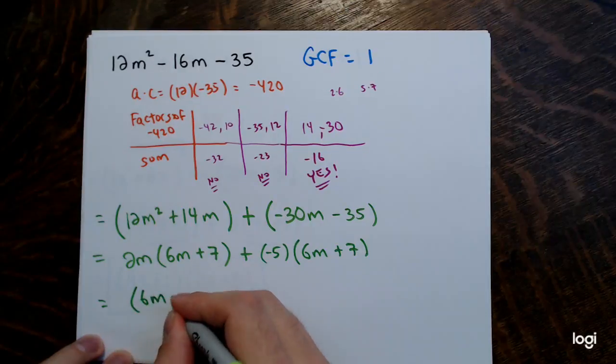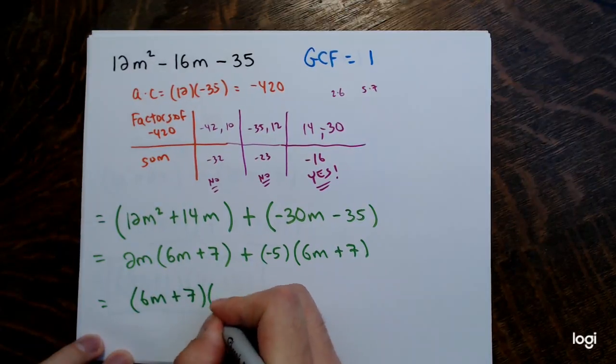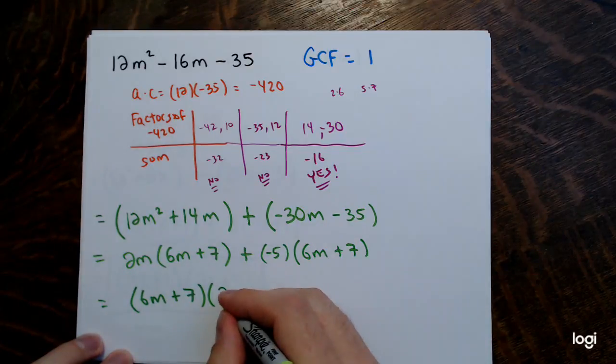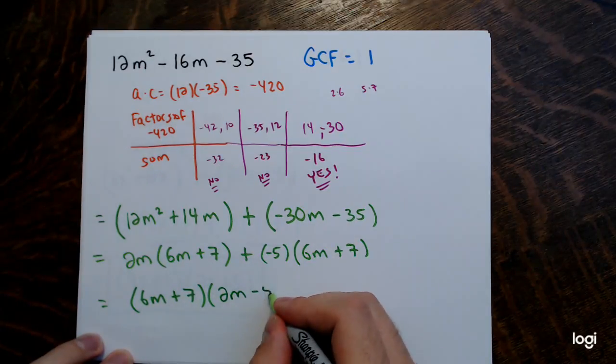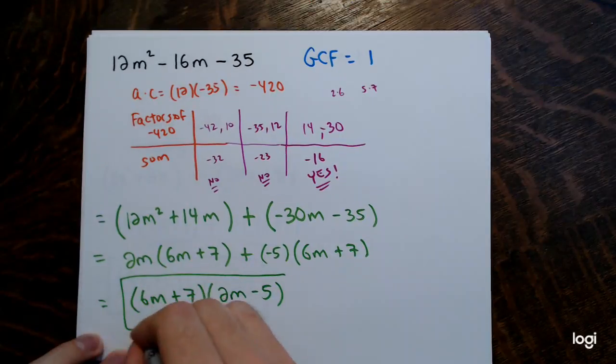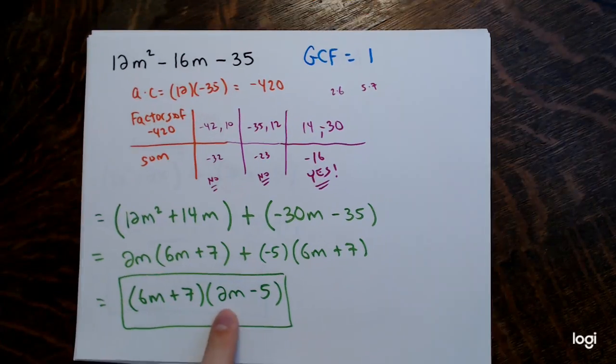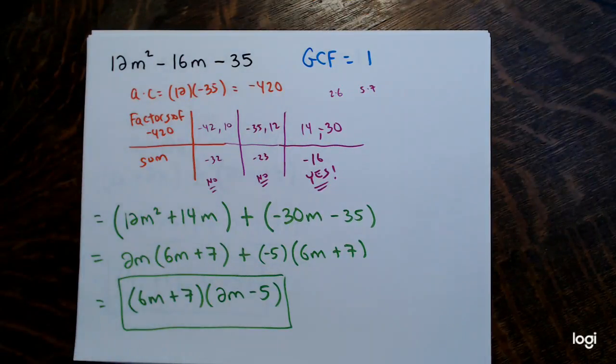I remove 6m plus 7 times, and then what's left over when I remove 6m plus 7 is 2m plus negative 5, or just 2m minus 5, right? And there you go. 6m plus 7 times 2m minus 5, and go ahead and FOIL and combine like terms. You're going to get the original back. All right, so here's yet another one.